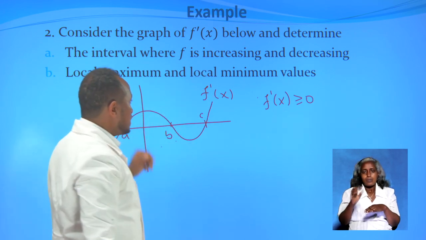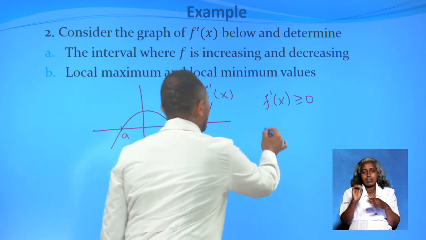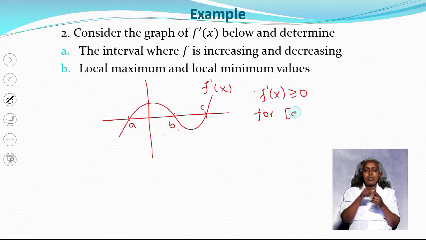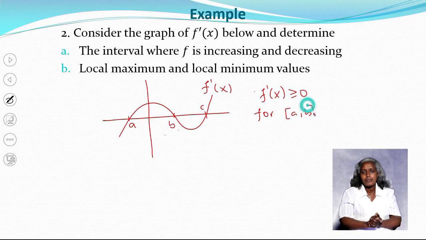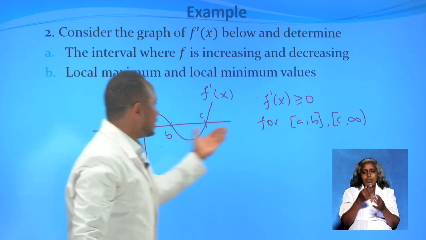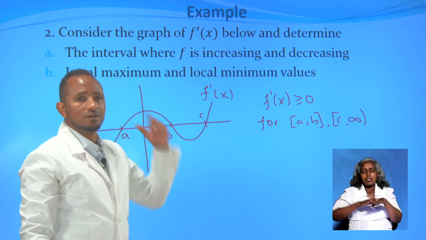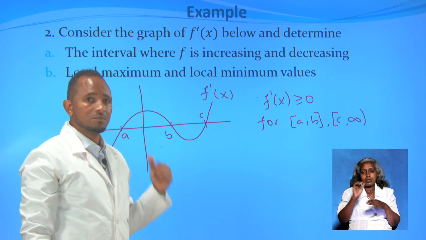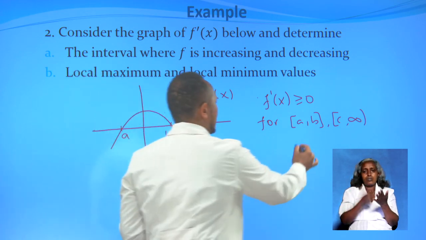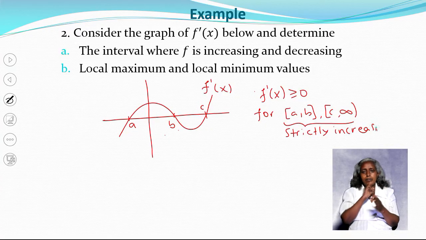So f derivative of x is greater than 0 for the interval from A to B, and from C up to infinity. For this interval, the graph is above the x-axis, or greater than 0. The derivative of this function is greater than 0. This means that our function is strictly increasing on this interval.